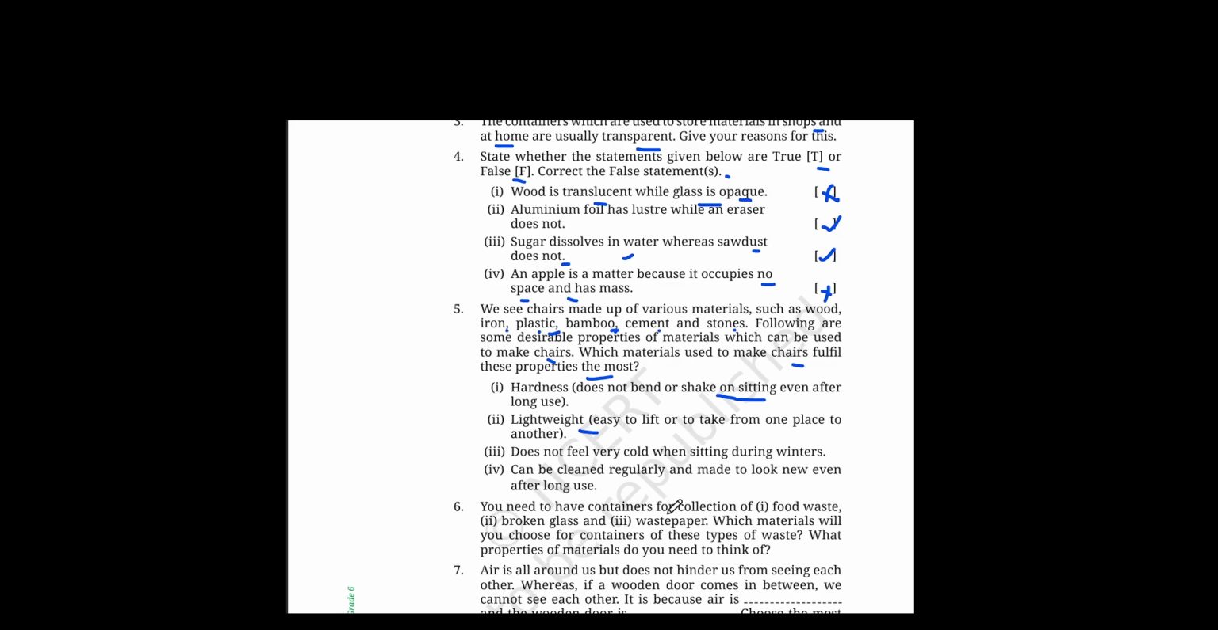Next is: does not feel very cold while sitting during winter. So if we make a chair of iron or some metal, then in winters it will become cold.